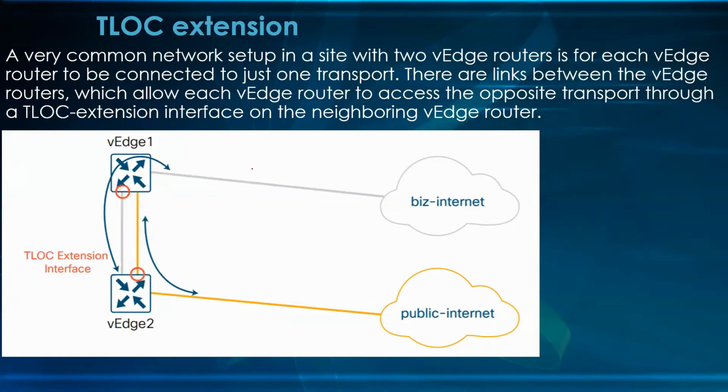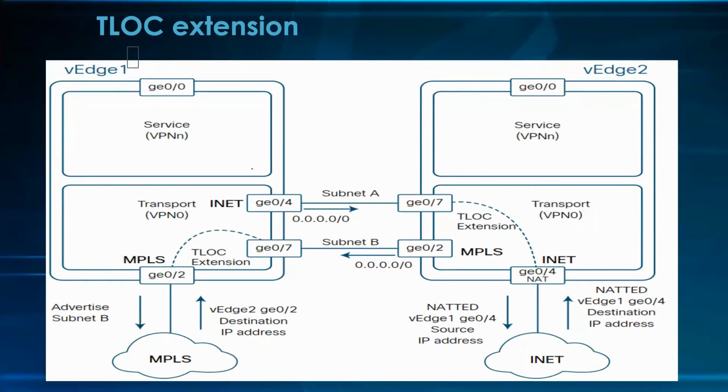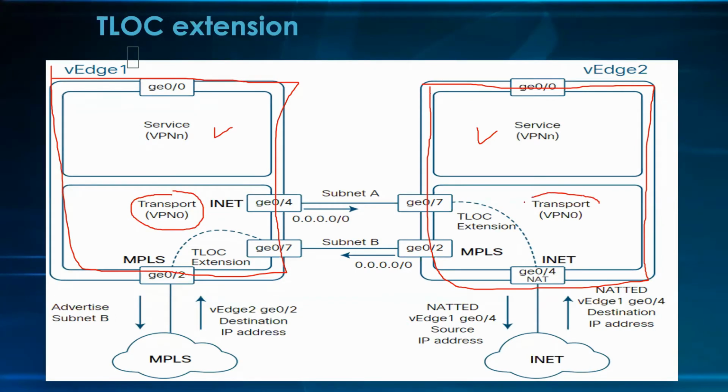Further, how is the mapping done? Take an example. We have one vEdge router, this one, and another vEdge router, this one. Both routers have a service VPN, where we have mapped G0/0. Another VPN is the transport VPN. The transport VPN is VPN 0, and the service VPN can be any number, let's say 10, 20, 30, 40, whatever it is.